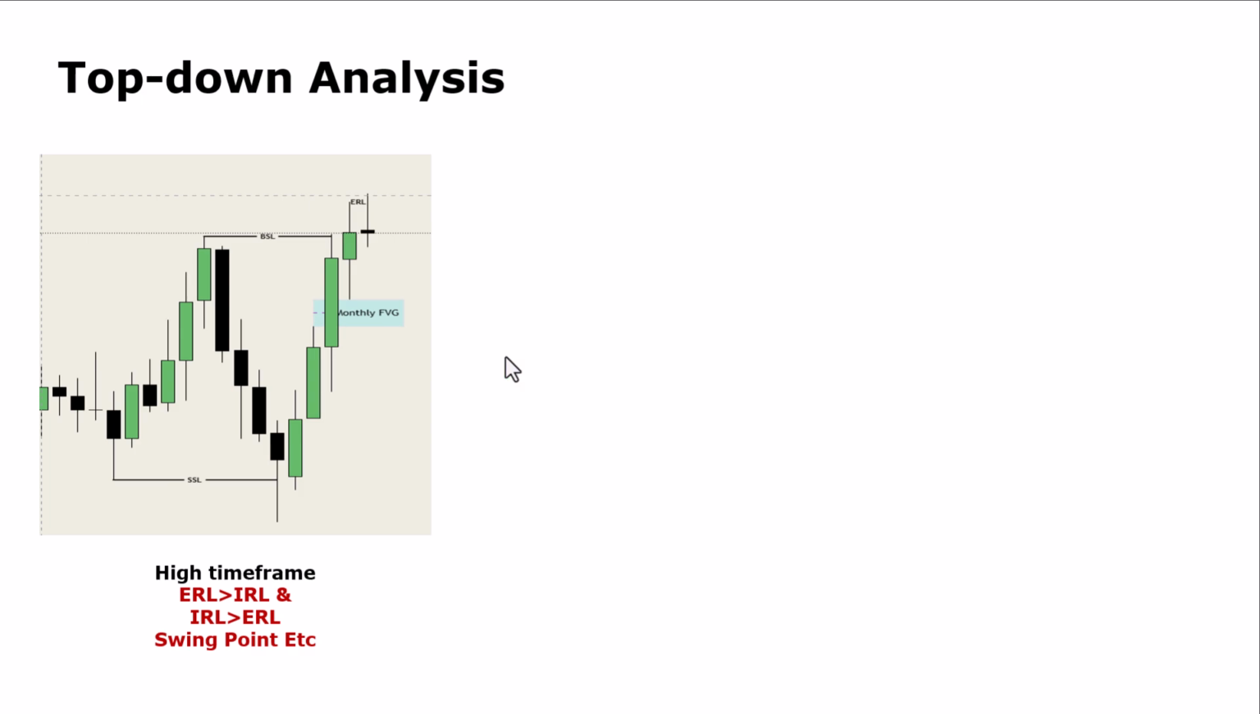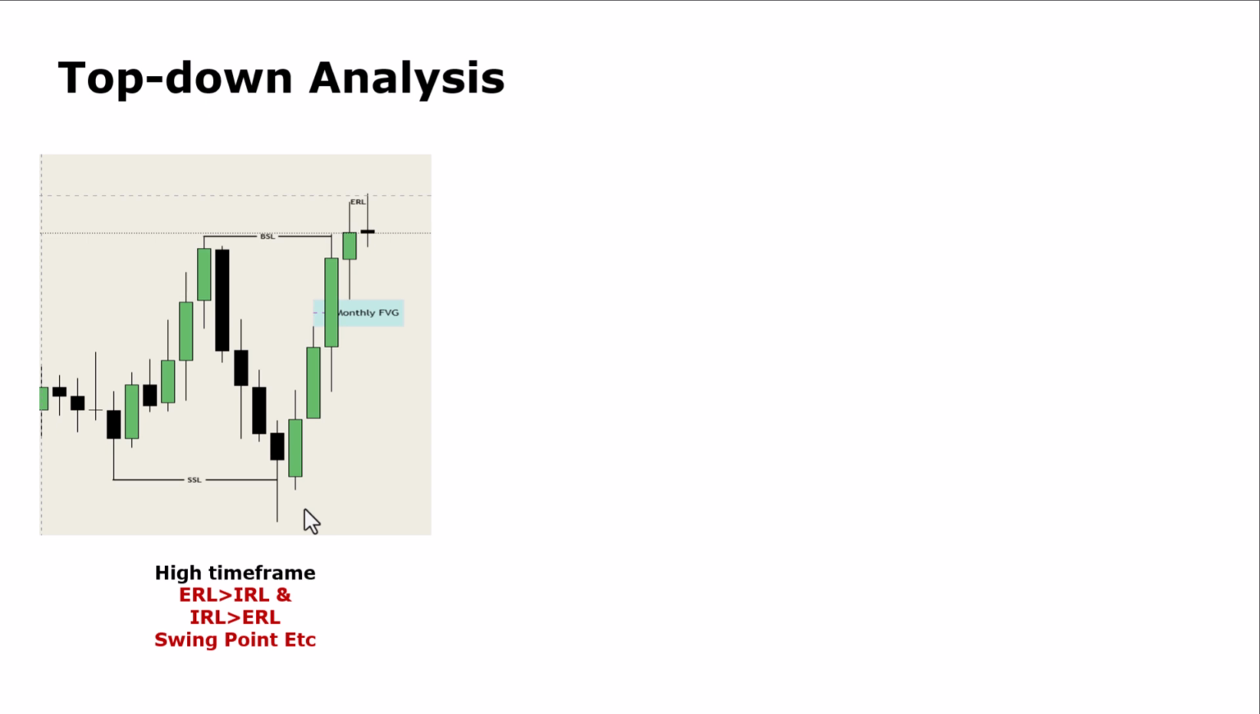For the high time frame, what I normally do is look out for external range liquidity to internal range liquidity, and also internal range liquidity to external range liquidity. I also look out for swing points and so on. But our main focus is to know what we do on the high time frame, and these high time frames are monthly, weekly, and daily. Looking at these three time frames, sometimes it's confusing.